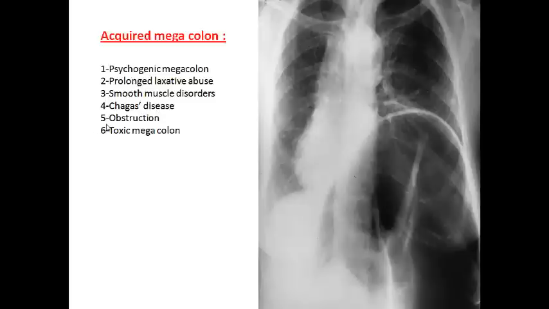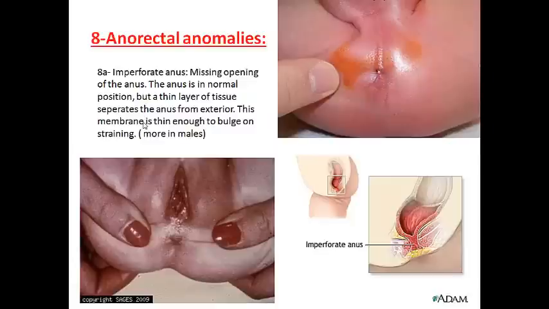Obstruction, which is usually any obstruction which might be caused, but as an example, let's say a polypoid colorectal carcinoma can cause obstruction leading to megacolon. And the last reason is the toxic megacolon. As I already mentioned, it's a complication of untreated ulcerative colitis or ulcerative colitis in general.